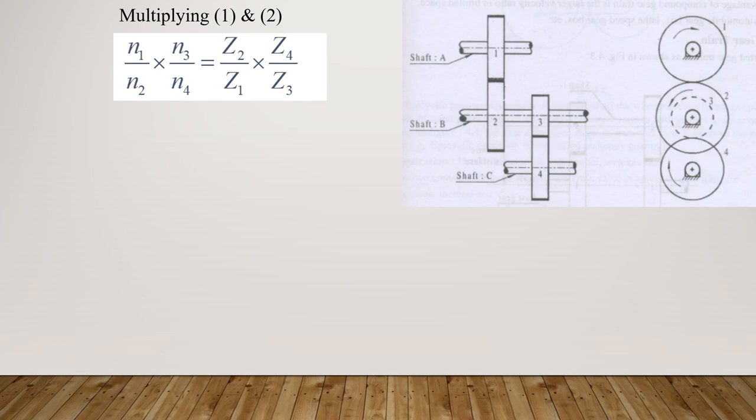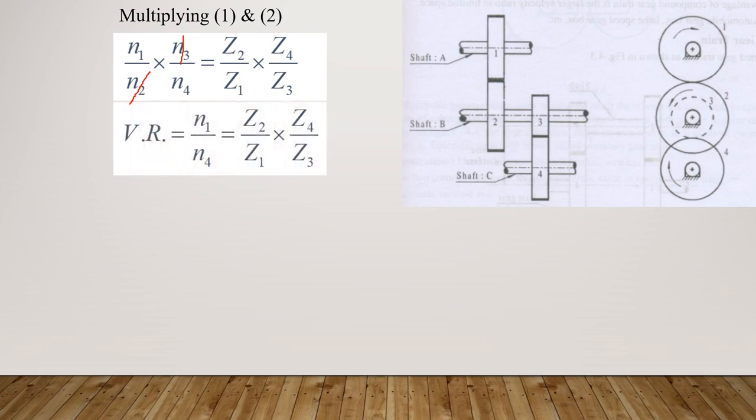N1 is the speed of gear 1, N2 is the speed of gear 2, N3 is the speed of gear 3, N4 is the speed of gear 4. You can see here, since 2 and 3 are on the same shaft, that is shaft B, any number of gears on this shaft will have the same speed. So this N2 and N3 will get cancelled because they are on the same shaft and their speed will remain the same, whereas teeth may be different, teeth can vary, whereas speed can't vary in a shaft.